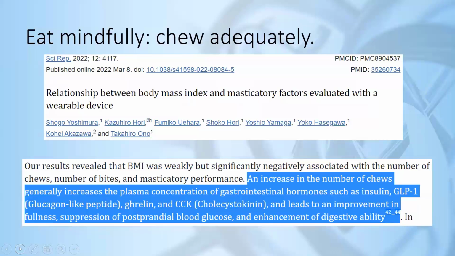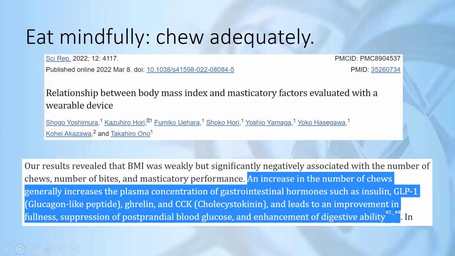So how should we eat? We should eat mindfully. Number one, you want to chew your food slowly and adequately. This article was published just this year. They looked at the relationship of BMI with chewing factors, and they found that an increase in the number of chews increases the plasma concentration of GI hormones like insulin, GLP-1, ghrelin, and CCK. And then that led to an improvement in fullness, a suppression of postprandial blood glucose, and an enhancement of digestive ability.